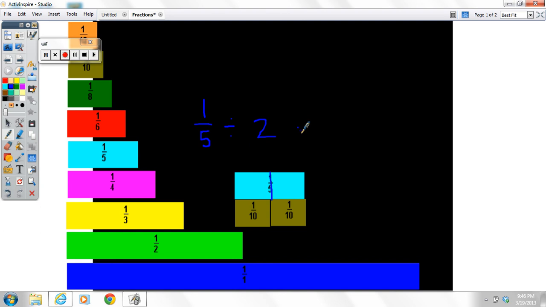Therefore, 1/5 divided by 2, what you're doing is taking 1/5, dividing it into 2 pieces, and creating pieces that are equal to 1/10. Therefore, 1/5 divided by 2 equals 1/10. And that's how you divide a whole number by a fraction, and how you take a fraction divided by a whole number.